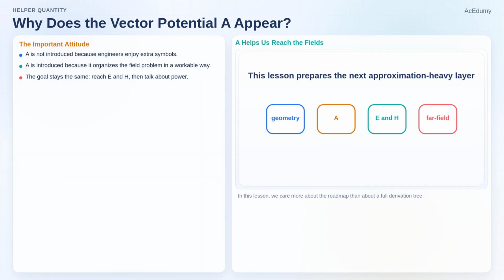H. But antenna theory usually does not jump directly to E and H. Instead, it introduces the vector potential A. That does not mean A is the final goal. It means A is a helper quantity that organizes the field problem in a form engineers can work with. The real target still remains the fields, and from the fields we return to power.